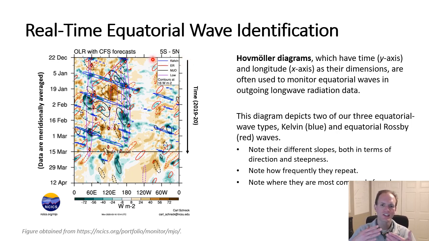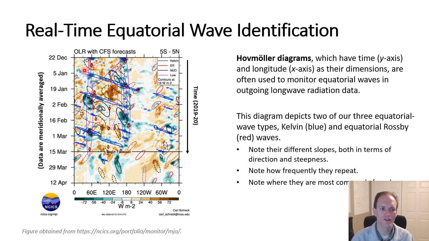So we take these time and space varying data, run the Fourier transform on them, keep only the frequencies and wave numbers associated with each of those 2 wave types, and then transform the data back. And so the contours that we have here in blue and in red are outgoing long-wave radiation anomalies, here at 16 watts per meter squared for each contour, associated with just the Kelvin wave or just an equatorial Rossby wave.